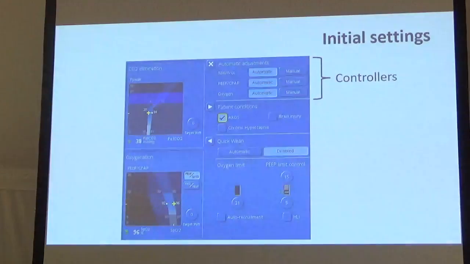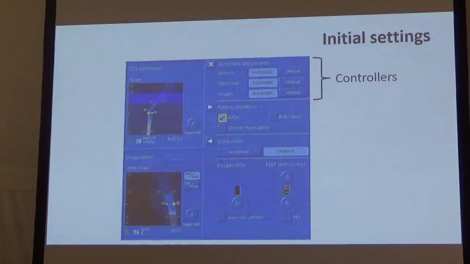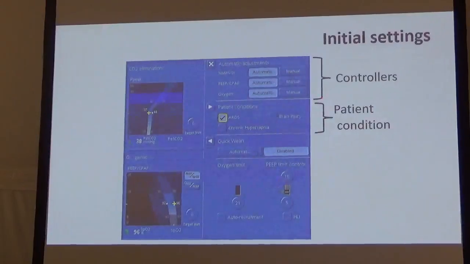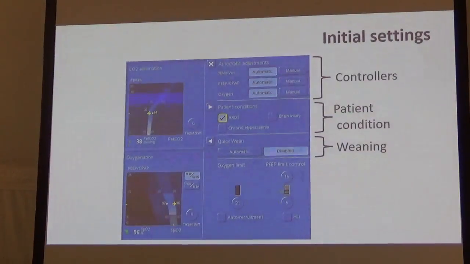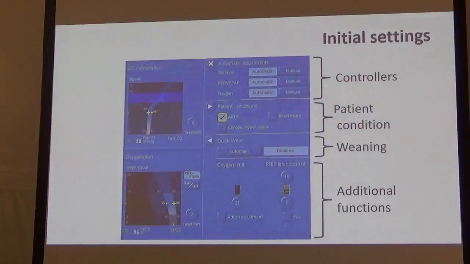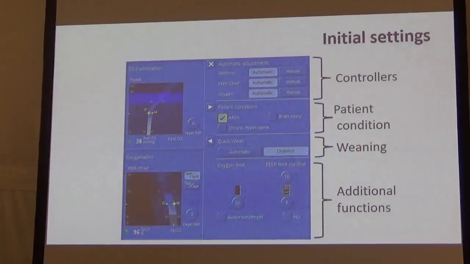So the user has to set the controllers, minute volume, PEEP and oxygen, and has to set a patient condition. By setting the patient condition, the ventilator will propose different default target ranges for end-tidal CO2 and SpO2. There is a quick win protocol. The user has to set the minimum and maximum PEEP, the range of PEEP. And very important, the user can select any target for the end-tidal CO2 and SpO2. If the default target range does not fit a particular patient, we can always shift it.